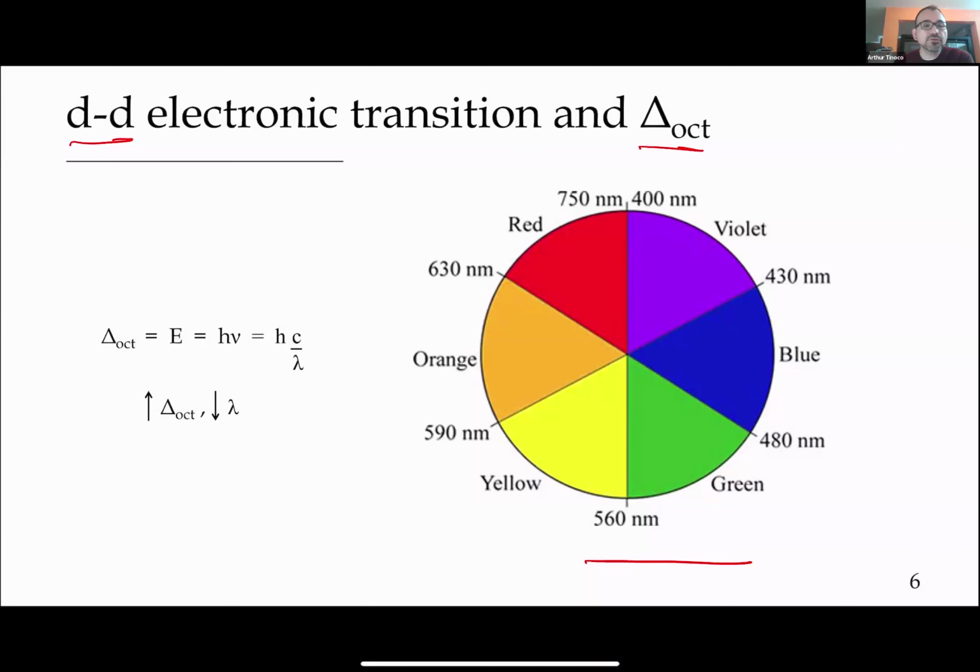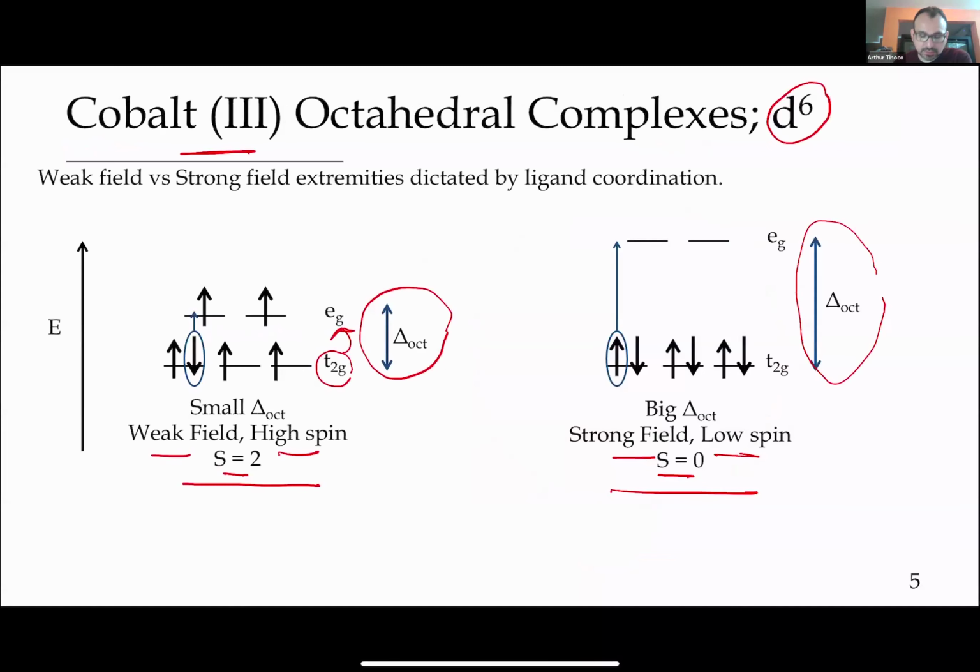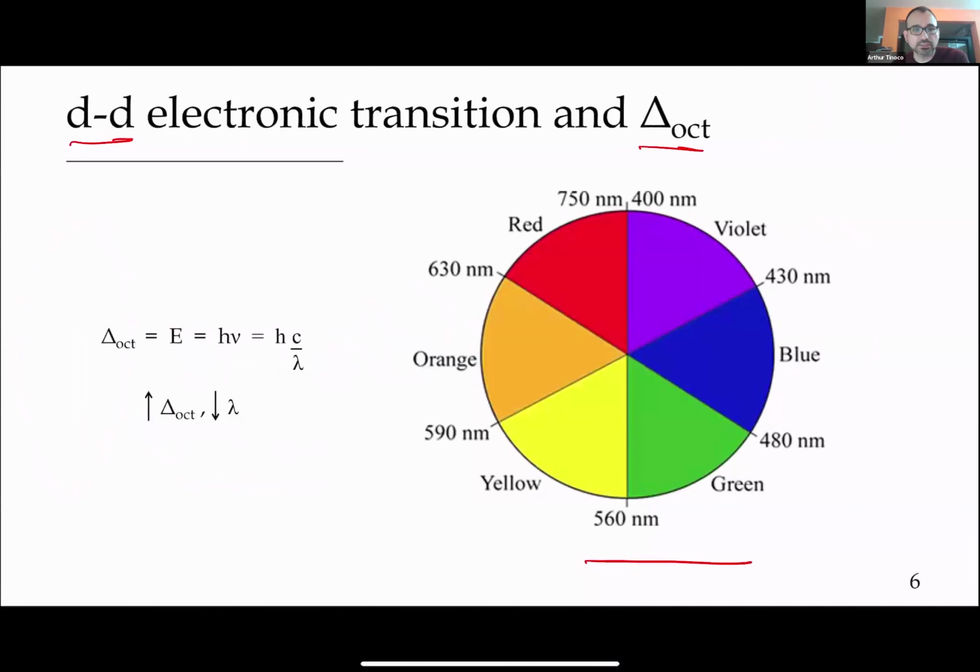Okay, so a few things that I want to reiterate. Delta octahedral, if you go back to the previous slide, is a measure of an energy difference. And so that in our context can be seen as a measure of that difference in energy between the t2g lower energy orbitals and the eg orbitals for an octahedral complex.